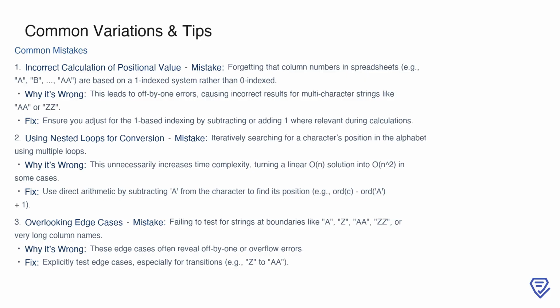Lastly, overlooking edge cases can trip you up. Strings like A, Z, AA, or ZZ, as well as very long column names, can reveal issues like off-by-one or overflow errors. To avoid this, make sure you explicitly test these boundaries during development.